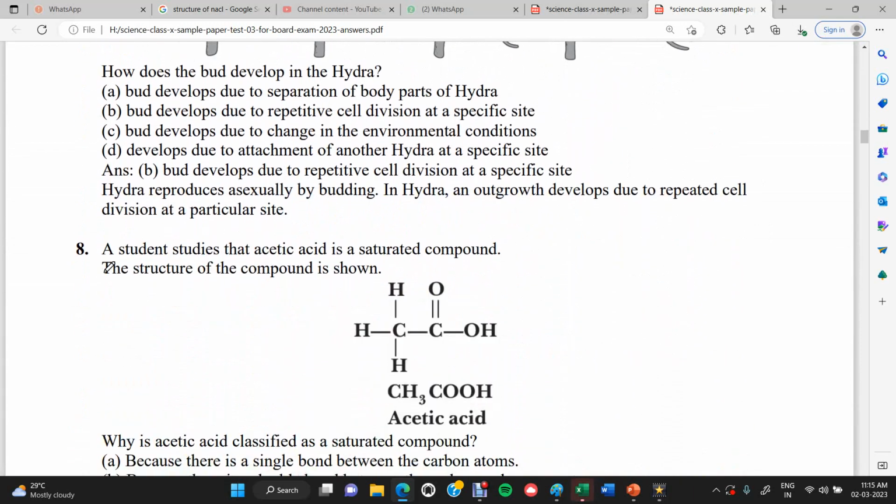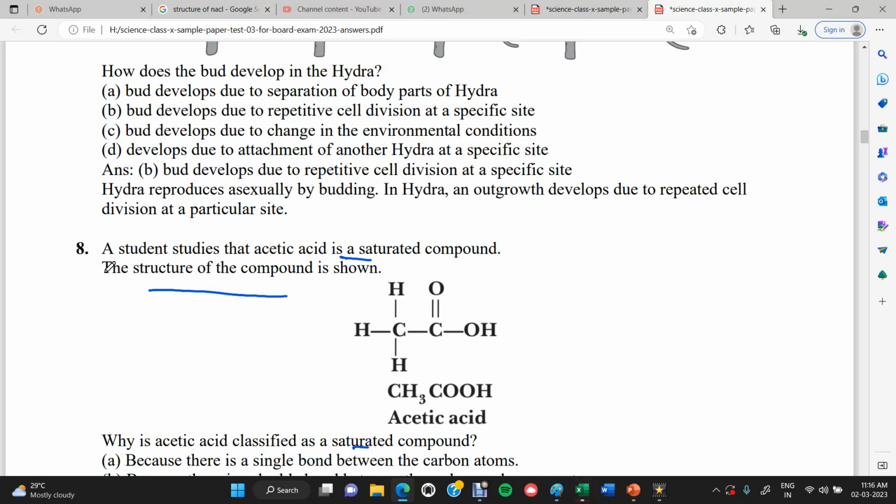A student studies acetic acid as a saturated compound. The structure of acetic acid is shown, right? Why is acetic acid classified as a saturated compound? Good, that's a good question.